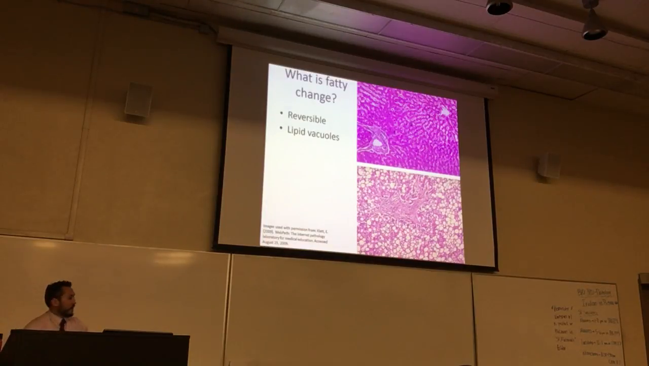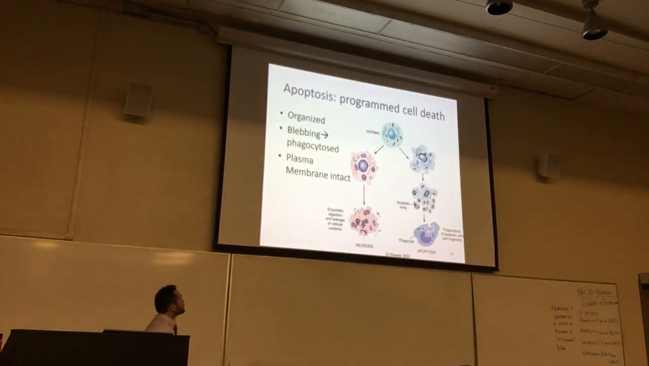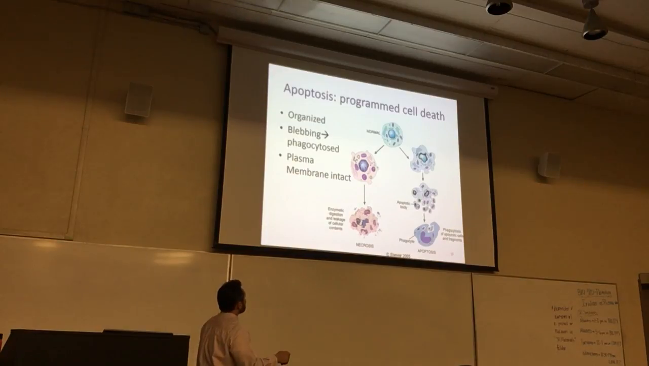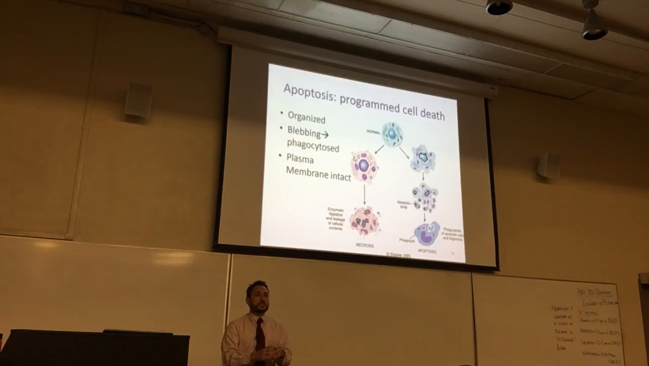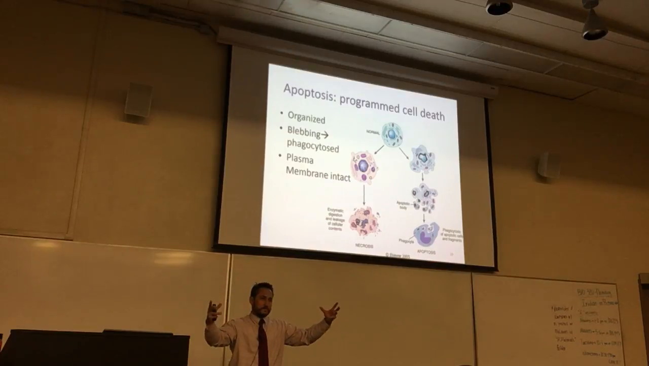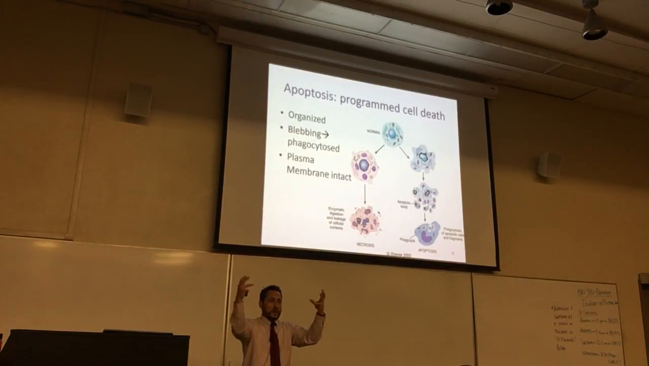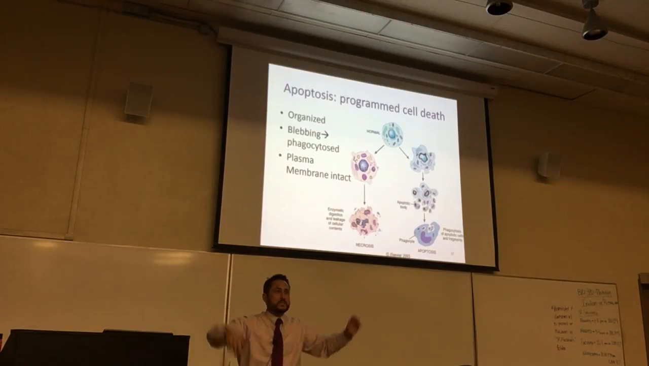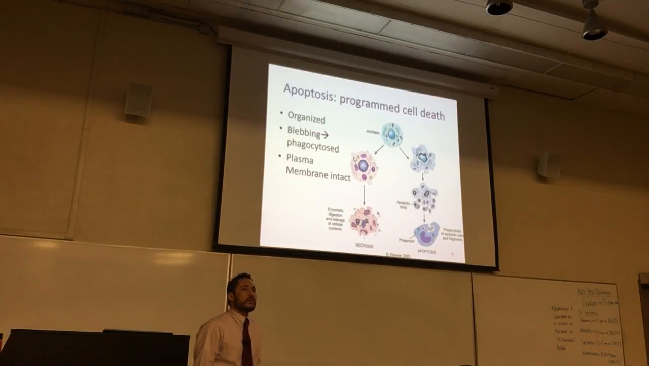Now, apoptosis, programmed cell death. So here's a nice little delineation between necrosis on this side and then apoptosis on this side. With necrosis, you get swelling of the cell before you actually get shrinkage. Right? It swells and then it bursts or it lyses. It's very unorganized.